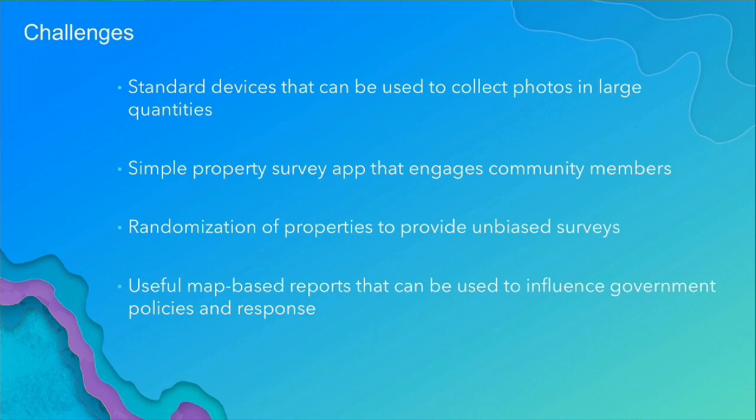We wanted to use standard devices that any city could go out and purchase. So you can see that as a challenge. Also, we wanted to provide a very focused property survey application that would expedite that property condition survey. We wanted to randomize the properties across the city. So the City of New Orleans wanted to make sure they had an unbiased survey of those properties. And then provide a bunch of useful reports and map-based reports on the back end so you can actually operationalize that condition survey and send folks out in the field to work on those issues.